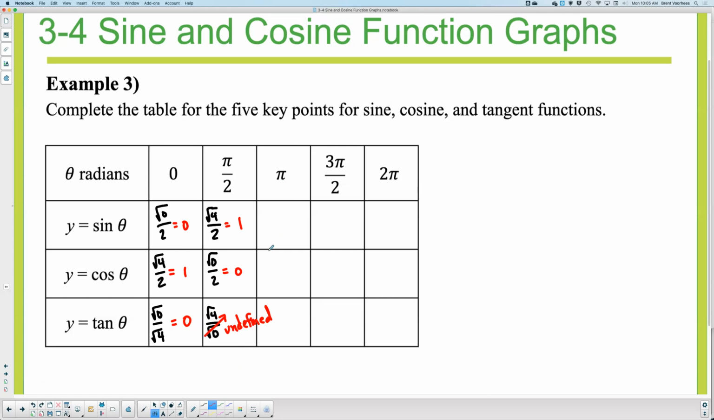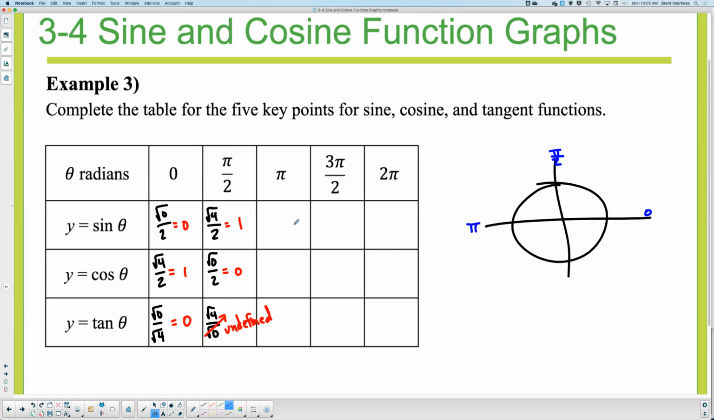Okay, now let's go to pi. Which finger do I bend? Pinky. Bend your pinky, flip your hand. We have 0. By the way, where is pi located on the unit circle? So if this is 0, this was pi over 2. Where's pi? Okay, because this is going to matter in a second. We're now at pi.